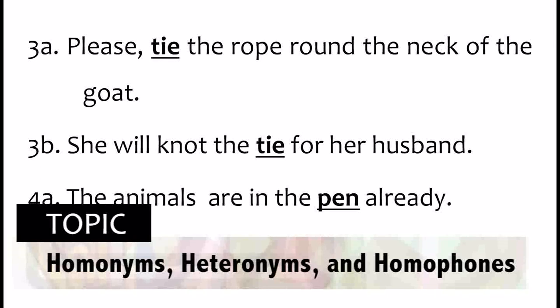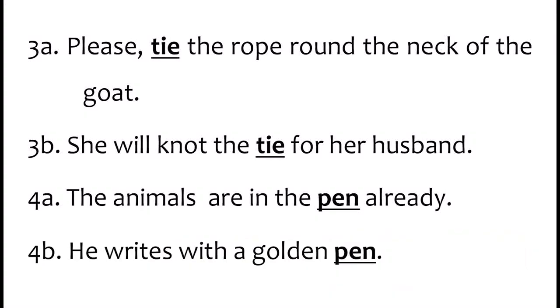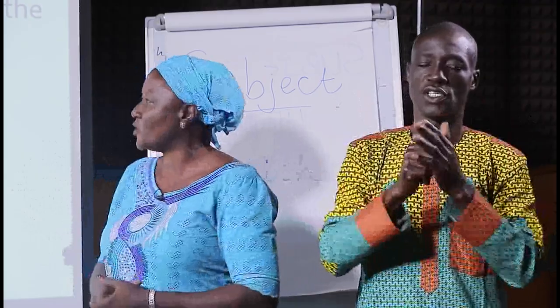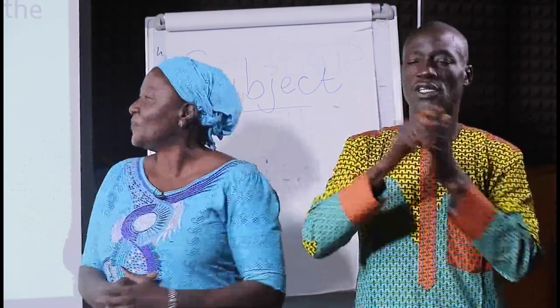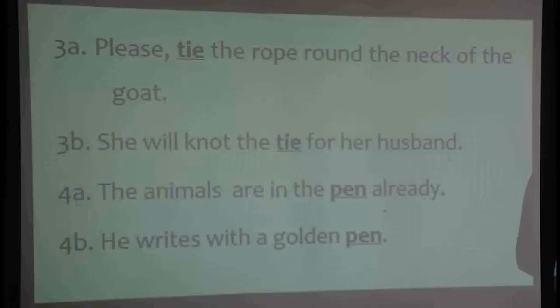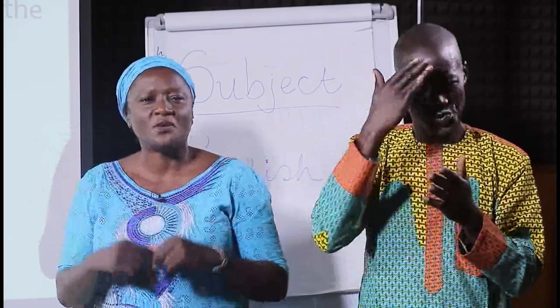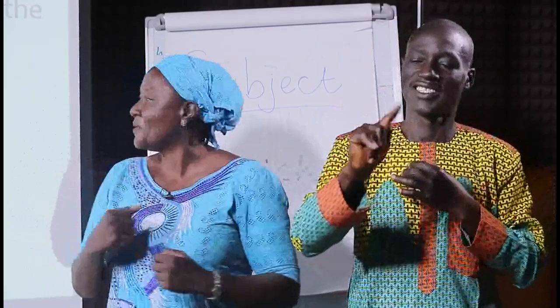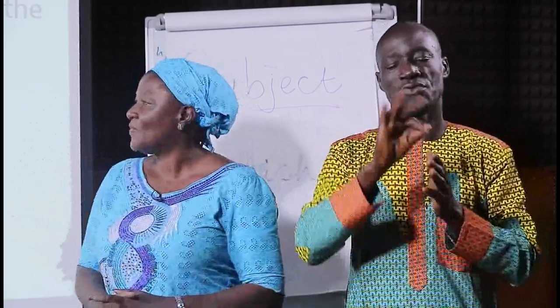Number 3a. Please tie the rope round the neck of the goat. You have a rope. Put it round. Tie it on the neck of the goat. That is a verb. 3b. She will knot the tie for her husband. Men that wear suits, the woman knots it as the man dresses up. So she will knot the tie on her husband's neck.